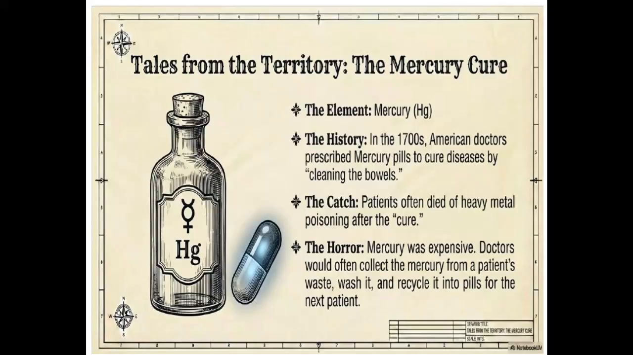Mercury is not quite found in nature that easily. So how will they find the mercury? Well, they will give mercury to a patient. They will wait for that patient to poop. They will grab the poop, take the mercury out of the poop, and here it goes, the next patient. So eating shit takes a new meaning.